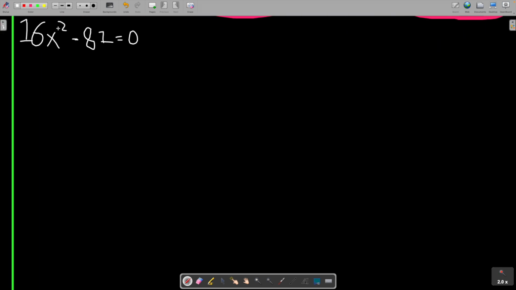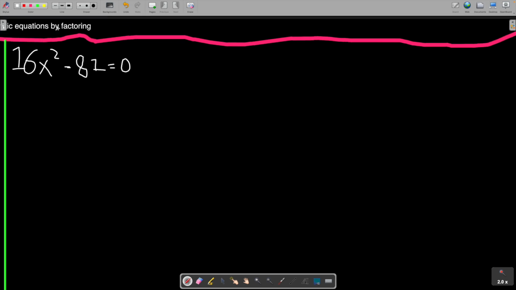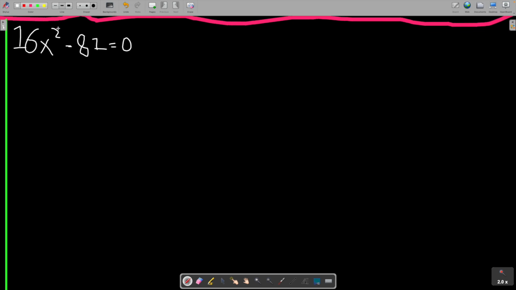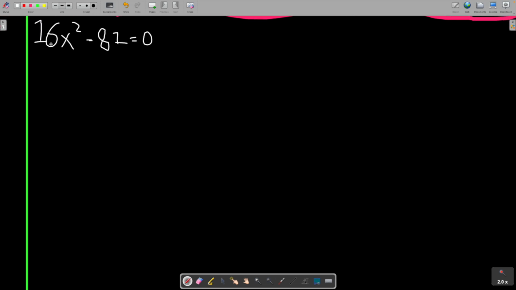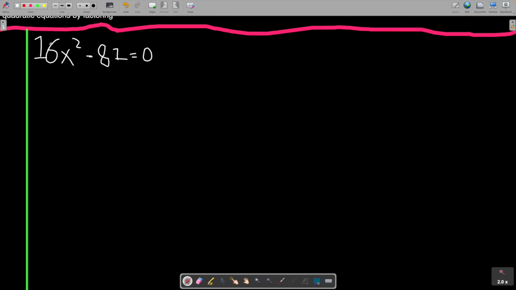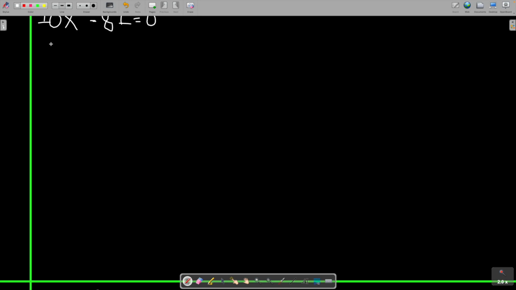Next. Alright, so the next example is going to be 16x squared minus 81. This time it's going to be different. You can see here that it's a difference of squares, because 16x squared is a square and 81 is actually the square of 9. 9 times 9 equals positive 81. So when we have a difference of squares, there's actually a formula on how to factor it.